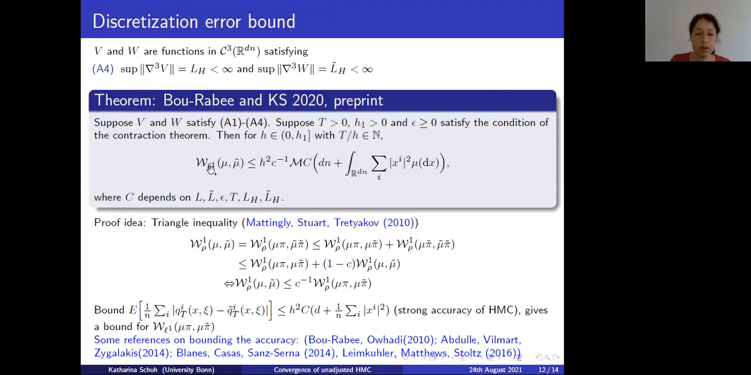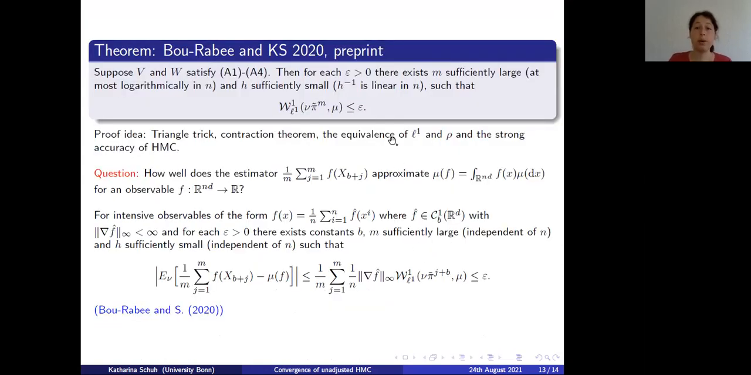And how did we show this? So we used some triangle inequality and managed to show that the distance between mu and mu twiddle can be bounded by the distance, starting in the target measure mu and doing either one exact HMC or one unadjusted HMC step. And then this part can be bounded using the strong accuracy of HMC. And with this result, we were now able in the next step to show that for each epsilon, we can find an M sufficiently large and some h sufficiently small, such that the distance between the measure we obtain after M unadjusted HMC steps and the target measure is bounded by epsilon.